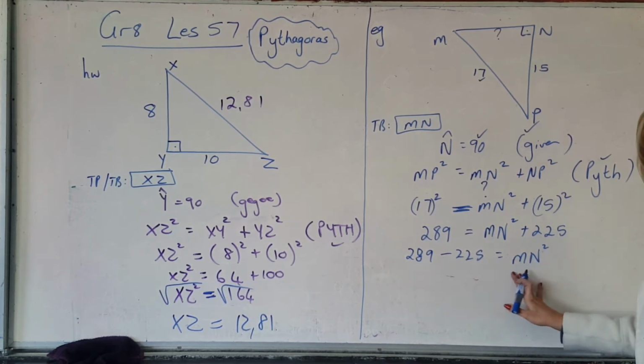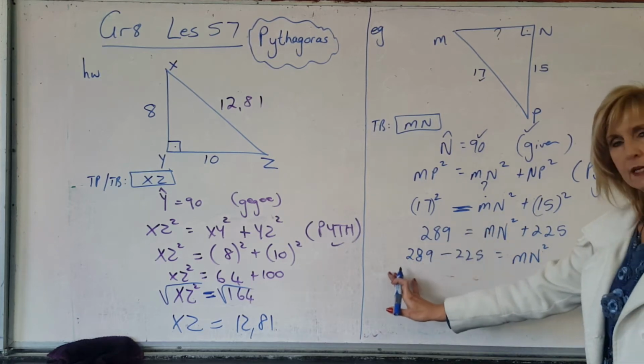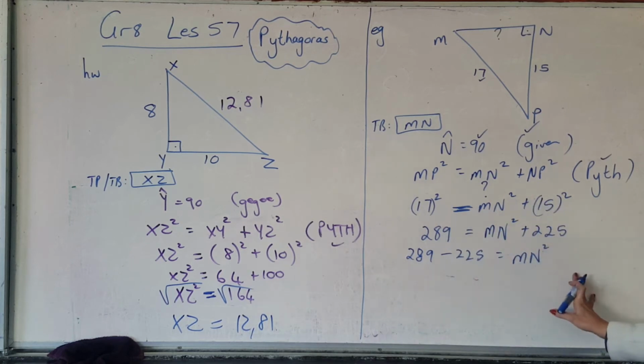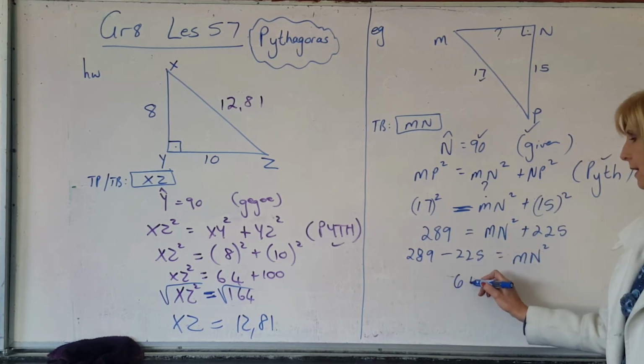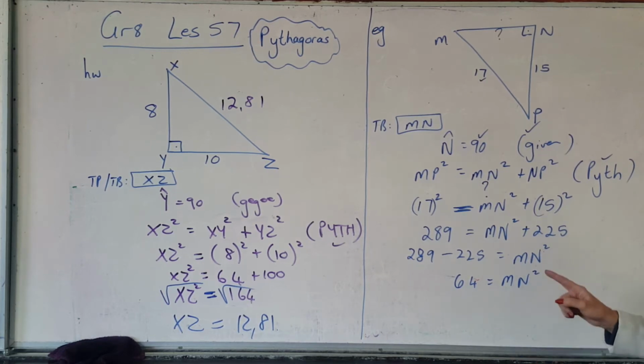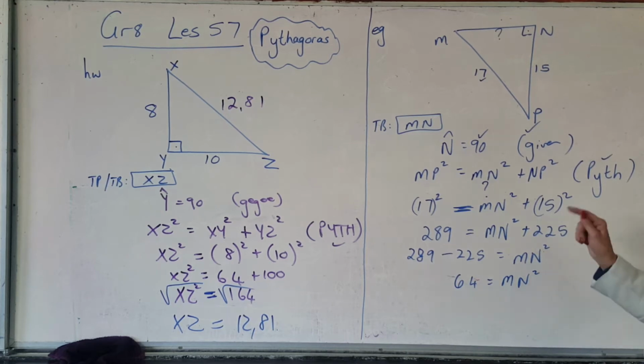Maak dit saak dat die MN aan die regterkant sit en nie aan die linkerkant nie. The one I'm looking for doesn't have to sit on the left-hand side. It can stay on the right-hand side. And when I subtract that, I get 64. En my antwoord is nog steeds MN kwadraat. Ek soek nie vir MN kwadraat nie. I'm not looking for the side square. I'm looking for the side.